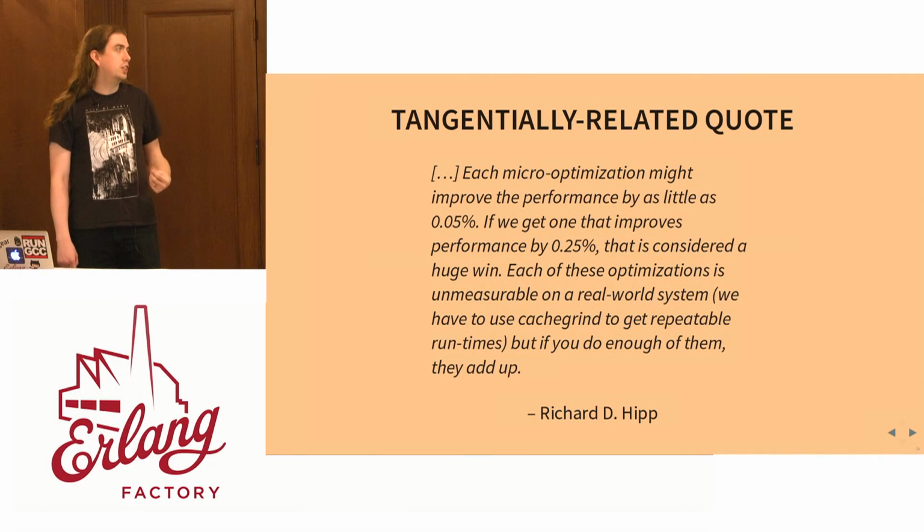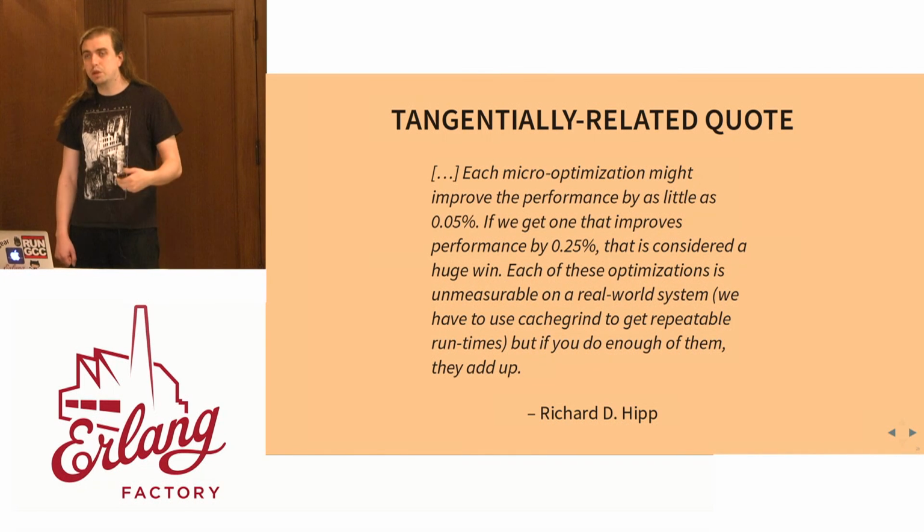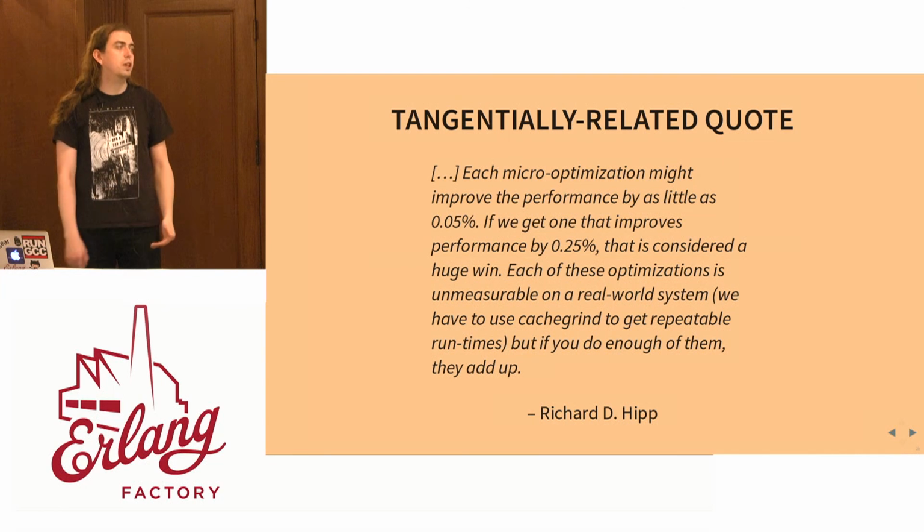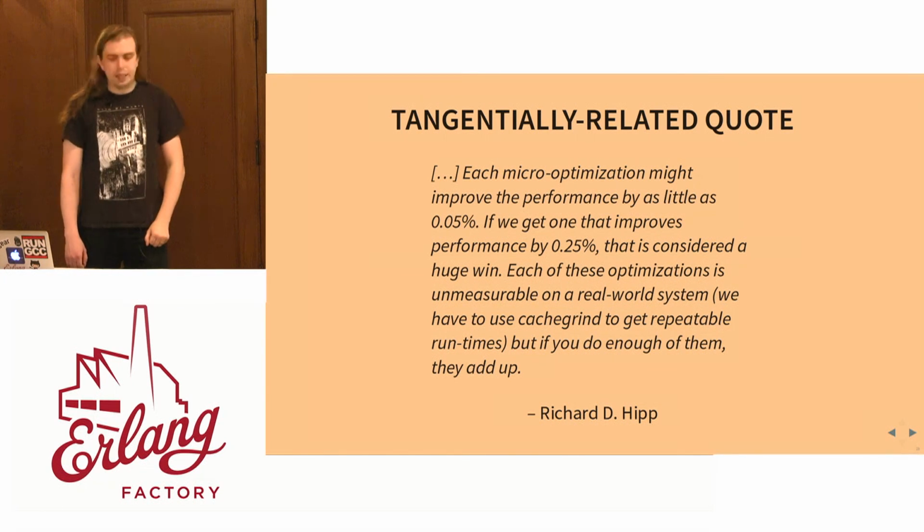Each of these optimizations is unmeasurable on a real-world system. We have to use Cachegrind to get repeatable runtimes. But if you do enough of them, they add up. And that's one of the reasons I would say it's actually very handy to be able to Cachegrind your NIFs, especially when you're trying to really squeeze everything out of them.